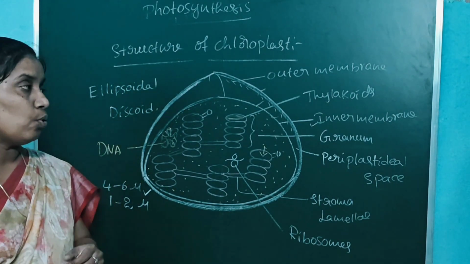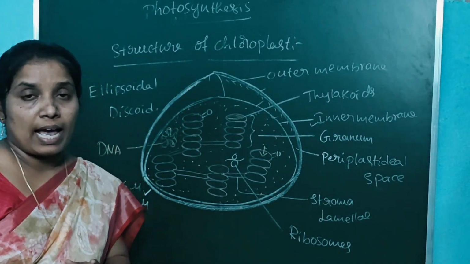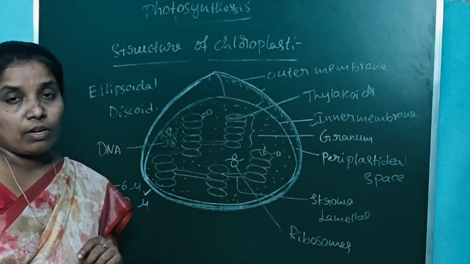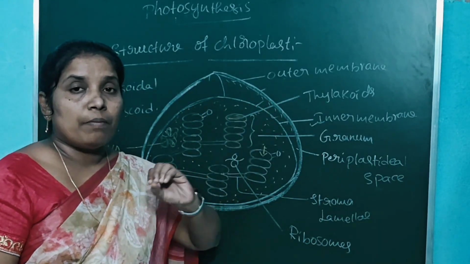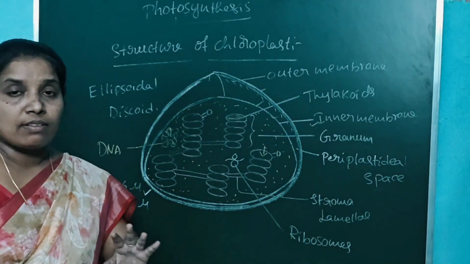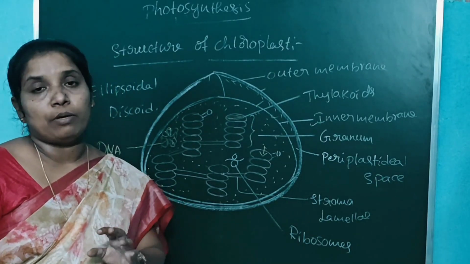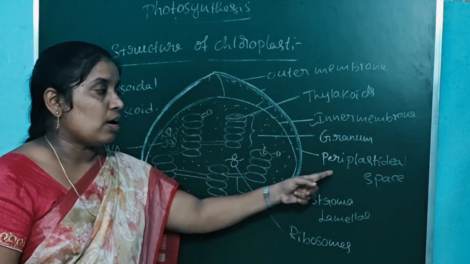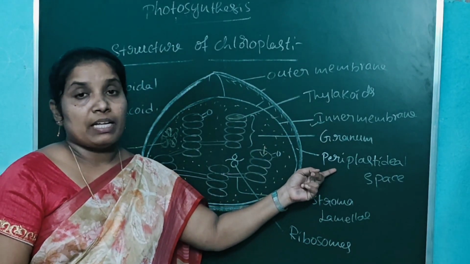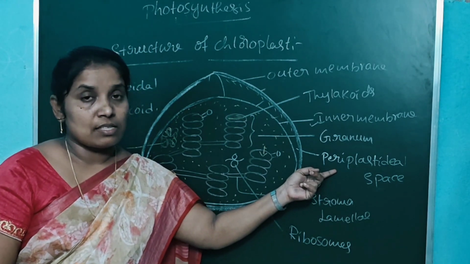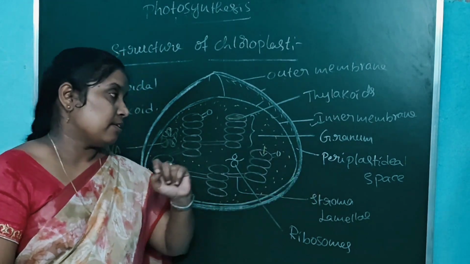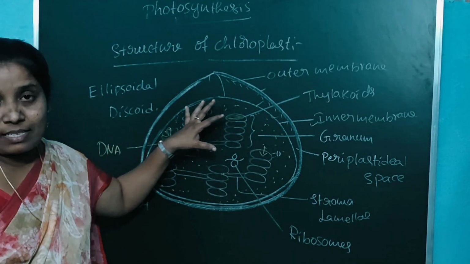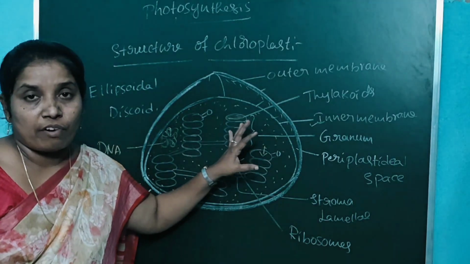If you see the structure of the chloroplast, each chloroplast is surrounded by two unit membranes. The outer membrane is permeable to all substances, whereas the inner membrane is selectively permeable. The space in between the two membranes is called the periplastidial space. Inside the membrane there is a matrix, or stroma, of the chloroplast.